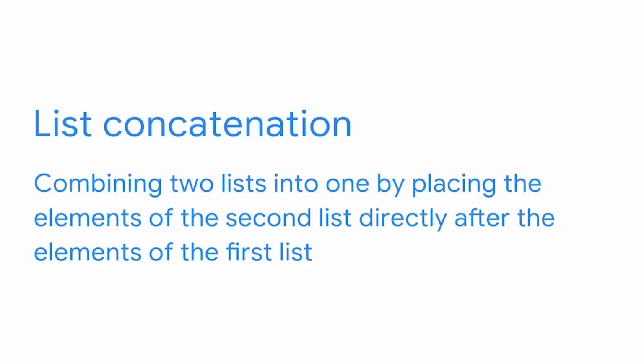Similar to strings, we can also concatenate lists with the plus sign. List concatenation is combining two lists into one by placing the elements of the second list directly after the elements of the first list. Let's work with this in Python.